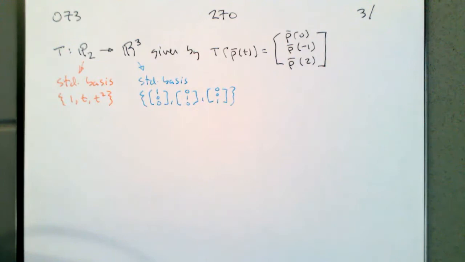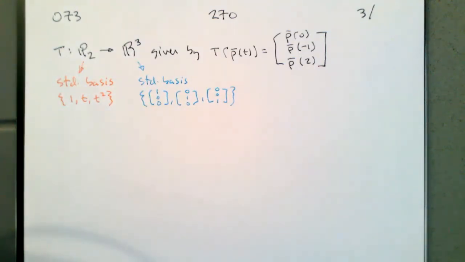In the previous example, we mapped a 3-dimensional vector space to a 2-dimensional vector space. So in the previous example, we got onto, but we did not get one-to-one. We couldn't get one-to-one. There were too many. We went from 3 to 2. There's going to be some squishing going on here. But in this case, we're going from P2 to R3, a 3-dimensional vector space, to another 3-dimensional vector space. And we're doing it by evaluating each polynomial at 0, -1, and 2.